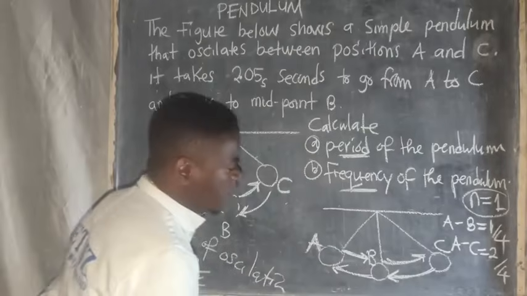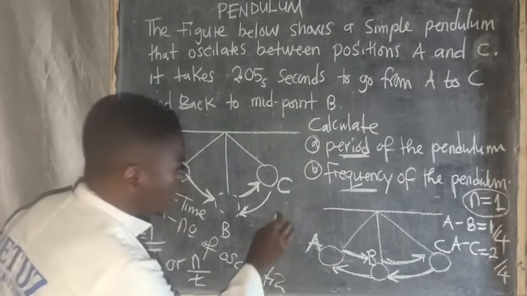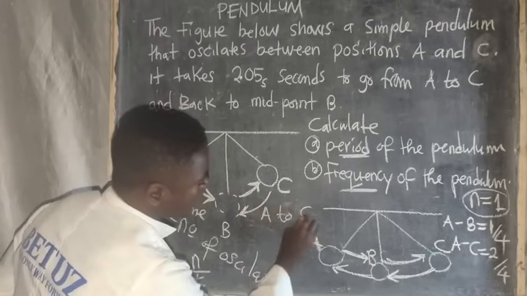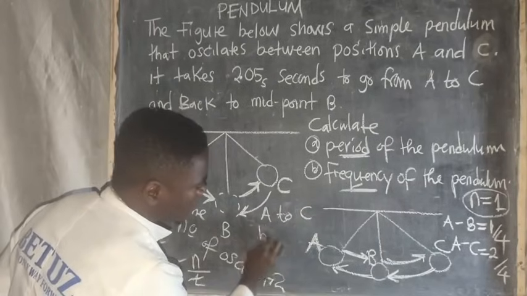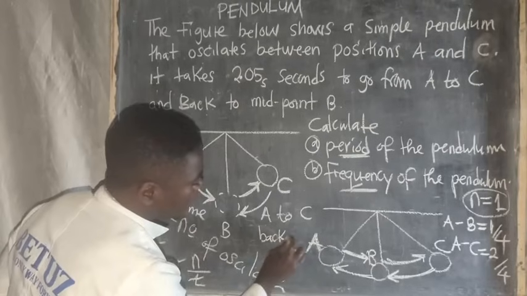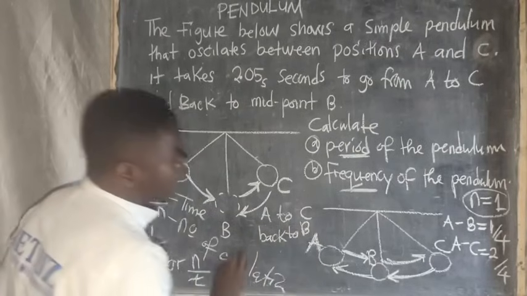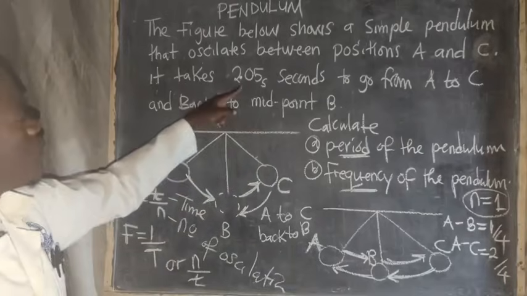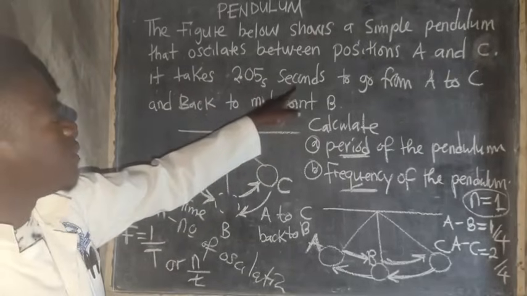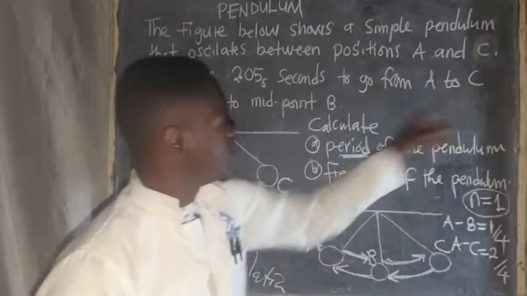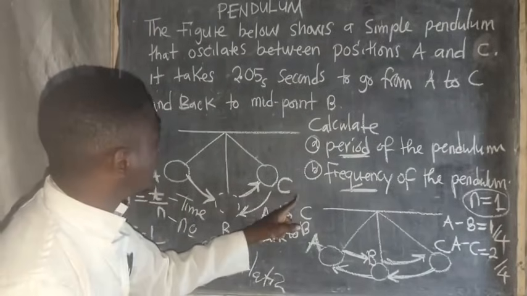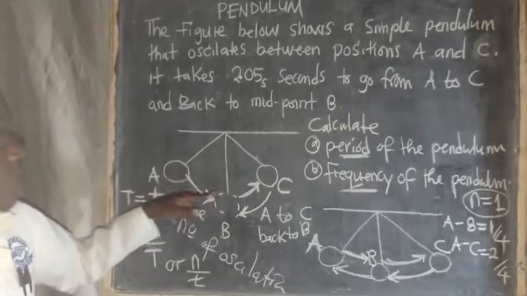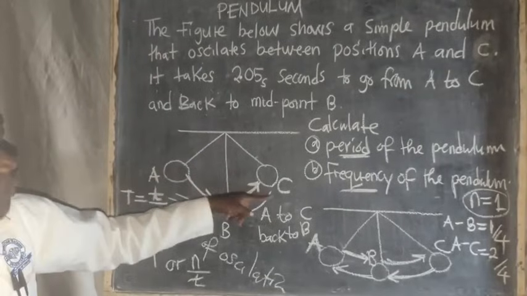Let me do this. If it has moved from A to C, then back to B, like in this particular question that we have. It takes 2.05 seconds to go from A to C and back to midpoint B. If it has moved like this, from here, that means 1, 2, 3.